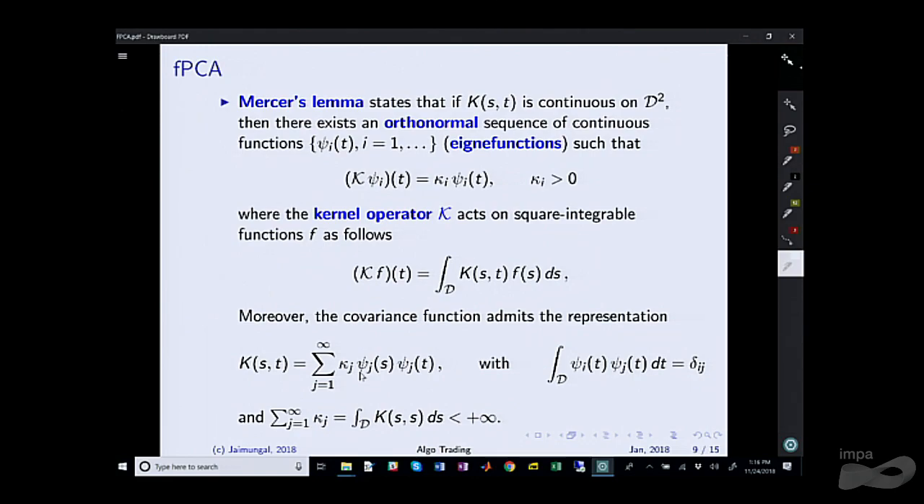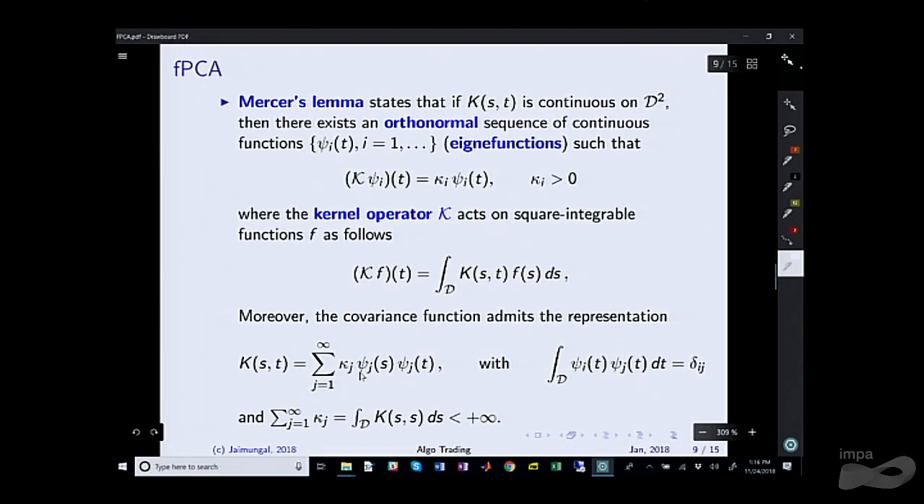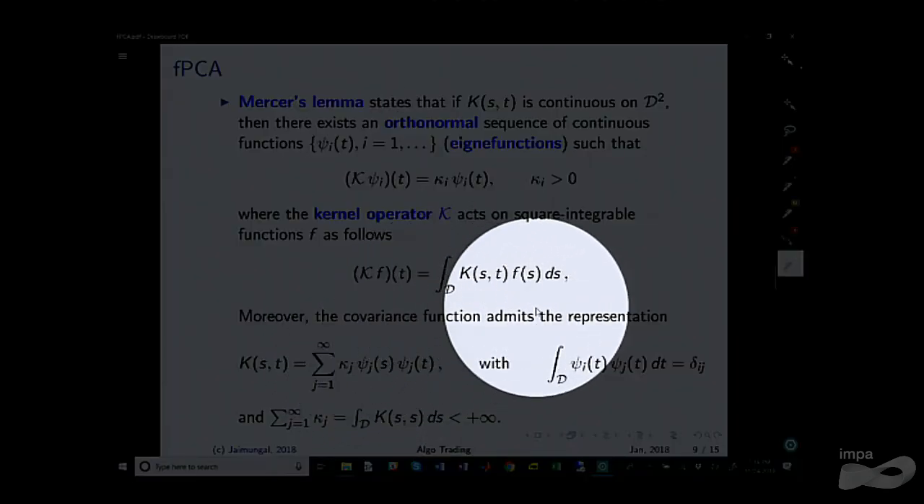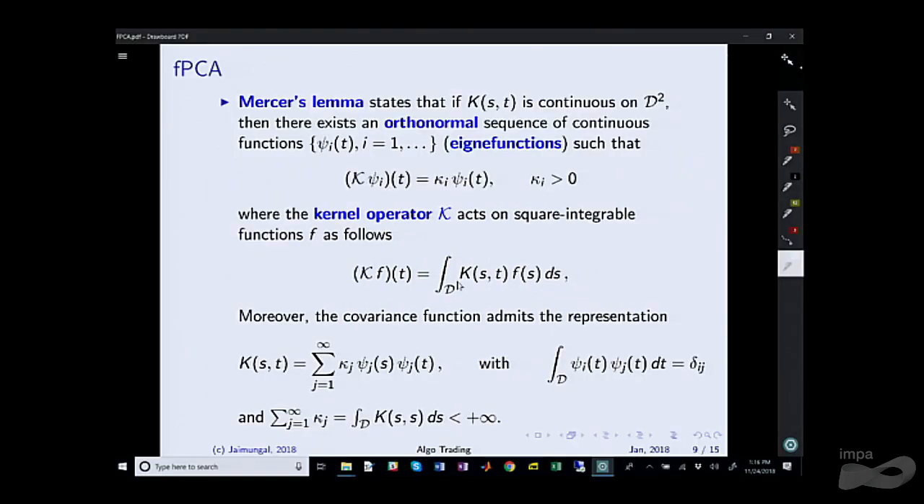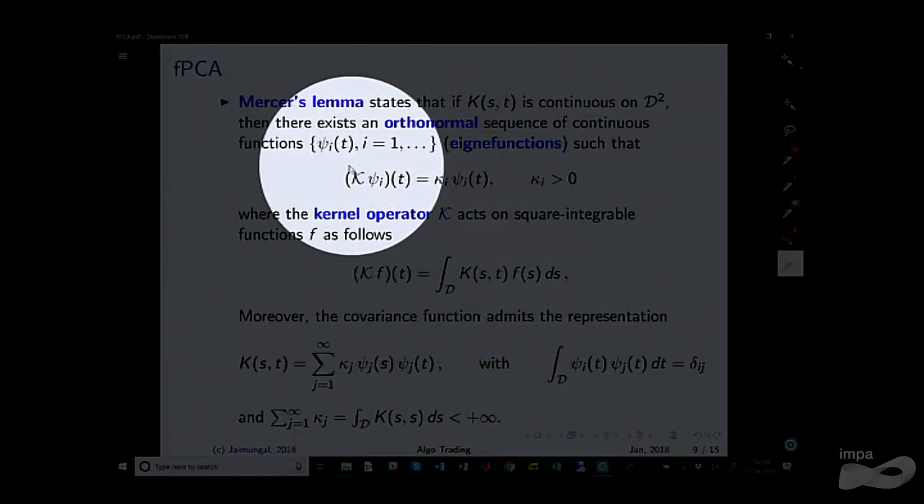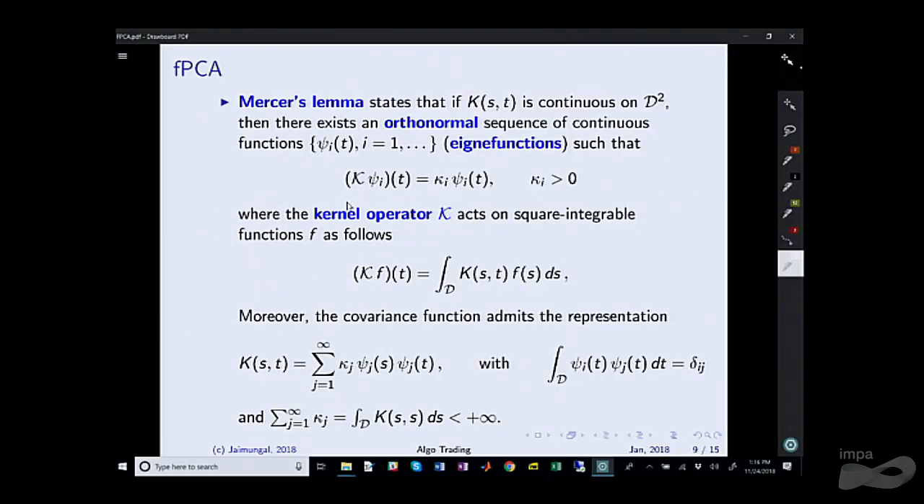So k is some kernel associated with this covariance function. And that kernel operator looks like this. It takes any given function, f, and just integrates it against this covariance function. And we seek the eigenvalues and eigenfunctions associated with that operator.